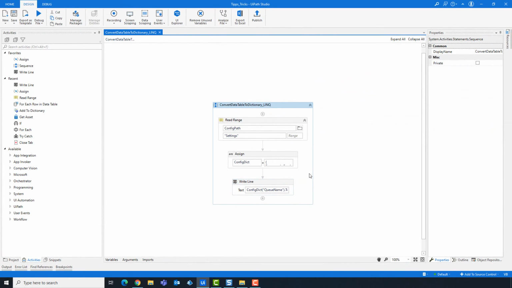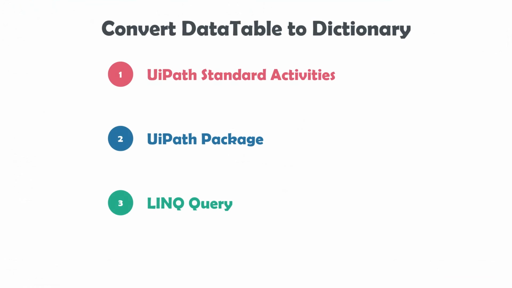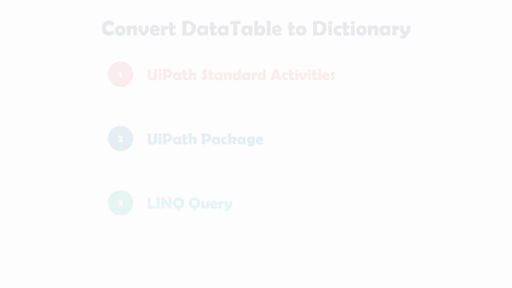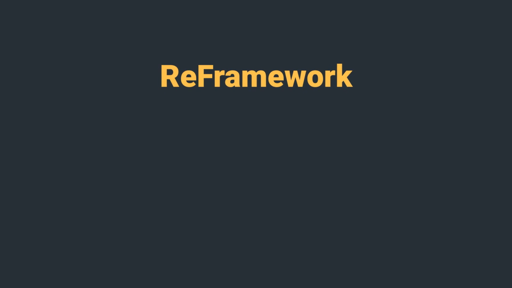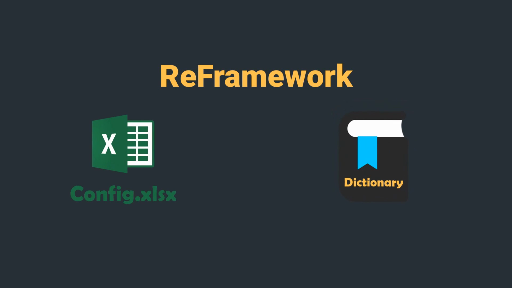This was the last method, how to convert a data table into a dictionary. As you see, each method has exactly the same result. You can choose any method you want. But the LINQ query method is the fastest one. I hope you could learn in this video more about dictionary and config file, and how to convert a data table into a dictionary. This video is very important for you if you want to work with ReFramework in UiPath, because we use there the config file, and we have to convert it into a dictionary.